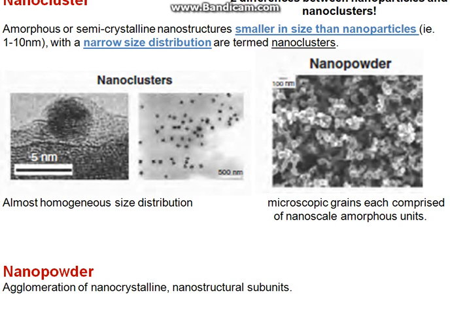Okay, nanoclusters. Just like nanoparticles, these can also be amorphous or semicrystalline, but the condition here is that these definitely have to be smaller than 10 nanometers, which means they have a rather narrow size distribution, or monodispersity is high in these types of nanomaterials. Nanopowders are agglomerates of nanocrystalline subunits, and this micrograph that you can see over here shows microscopic grains composed of nanoscale amorphous units.